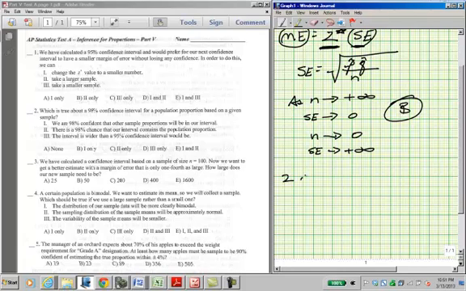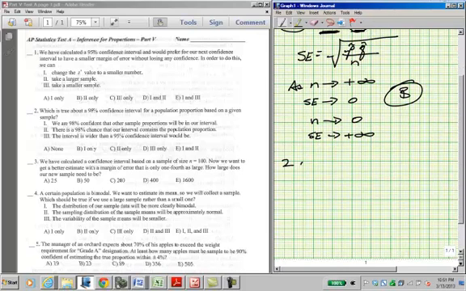Now, number 2. Which is true about a 95% confidence interval for a population proportion based on a given sample? We are 98% confident that other sample proportions will be in our interval. All right, now look, there are 2 basic interpretations, 2 statements we make about a confidence interval. One is the interpretation of the CI, and 2 is the interpretation of the level of confidence, which is really a statement about how confident we are.